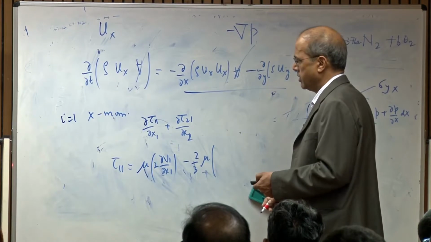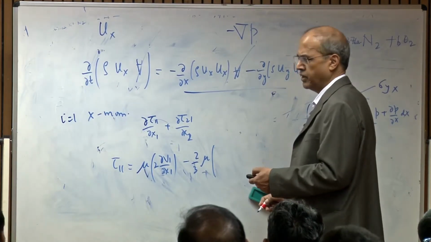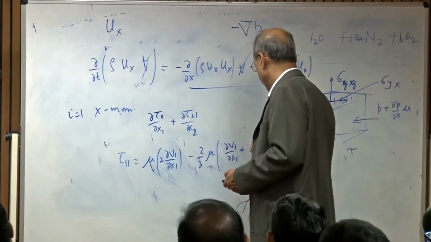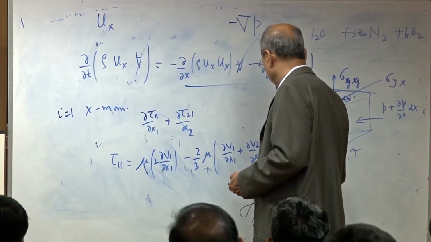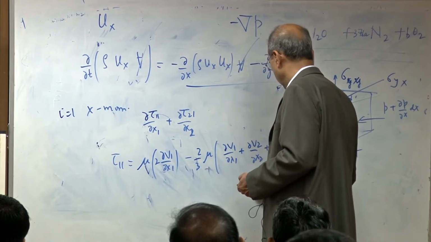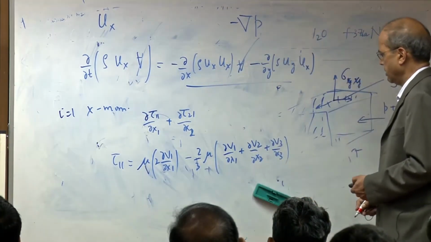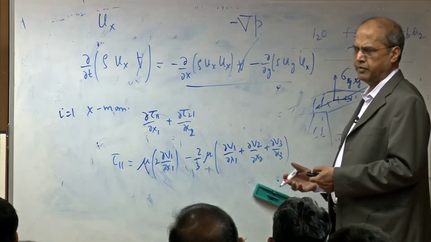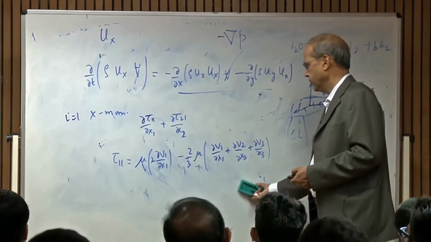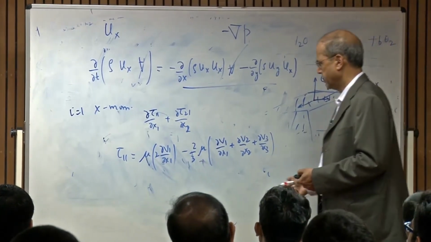Okay. This is the divergence of velocity, okay, vector. So this, of course, you just write as it is. Now, if you recall, if you consider incompressible flow, then this part is 0. So otherwise, this is the full expression for Newtonian fluids.